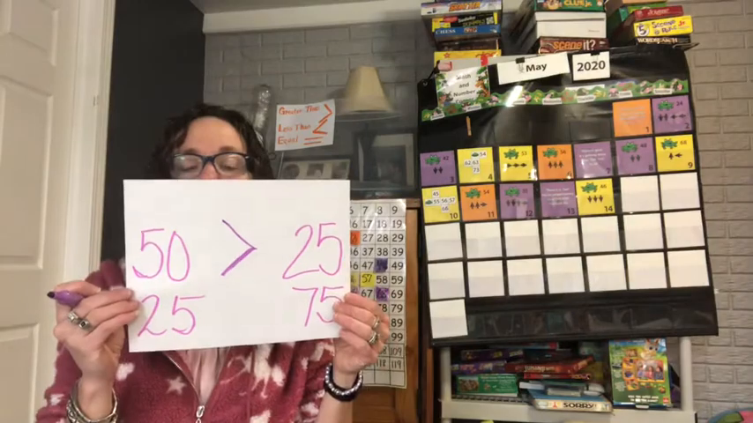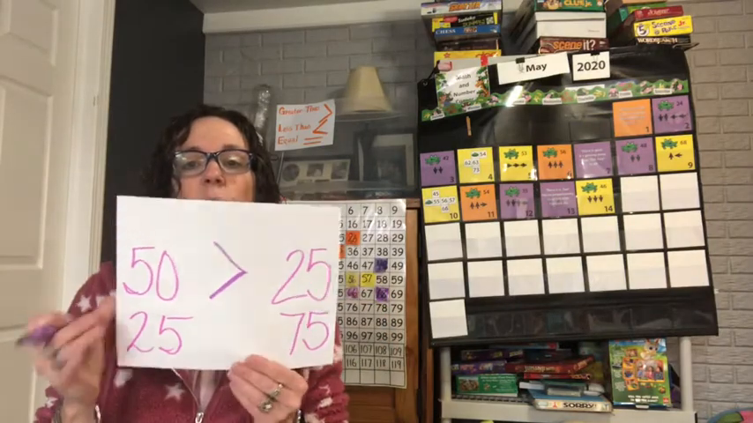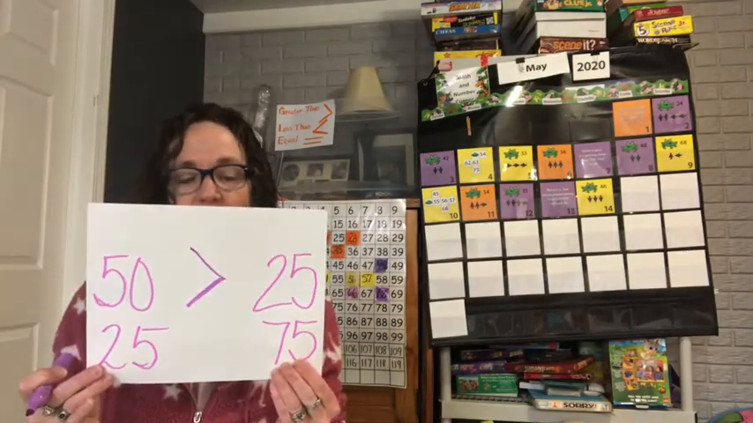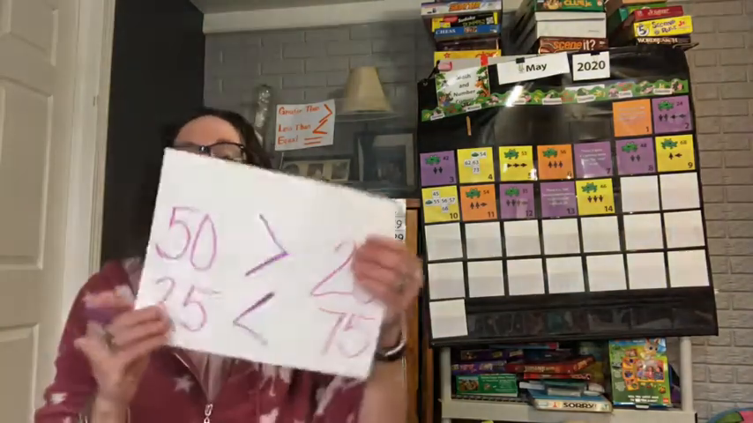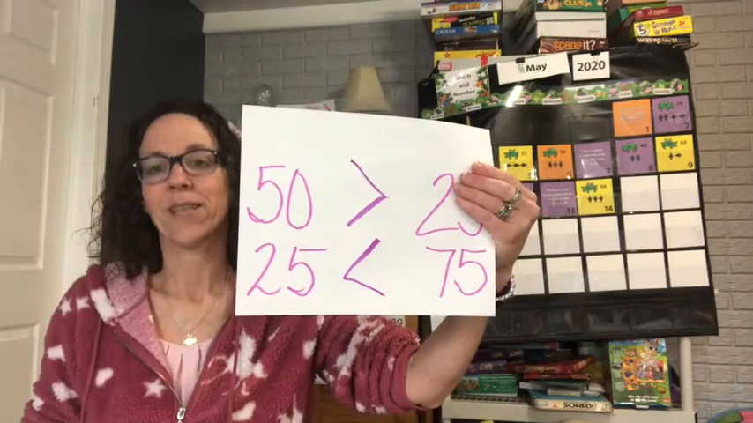All right, my next one, I have 2 quarters and 1 quarter, right? Over here I have 50 cents and over here I have 25. You're right. 50 is greater than 25. And my last one, I have 25 cents and 75 cents. I know I made them a little easy for you today, didn't I? 25 is less than 75.